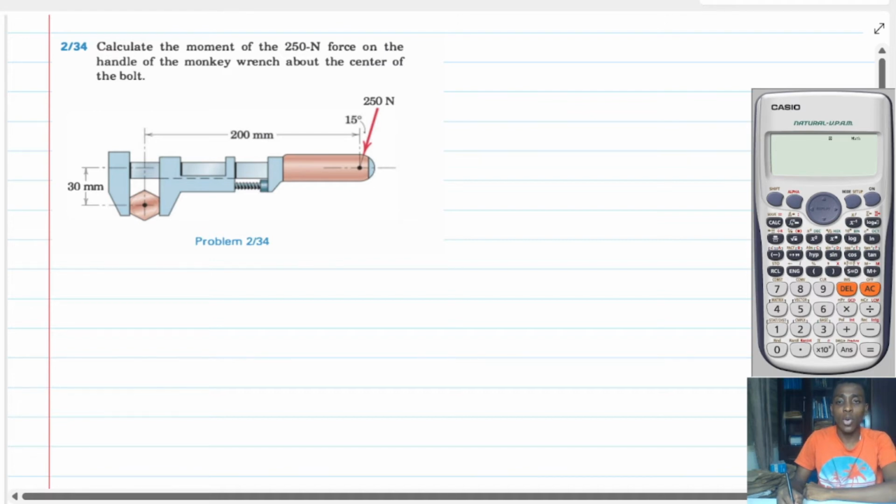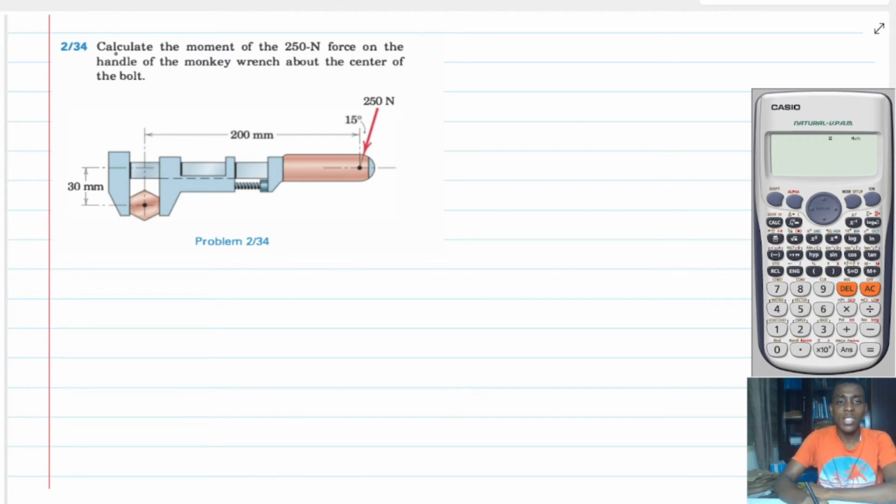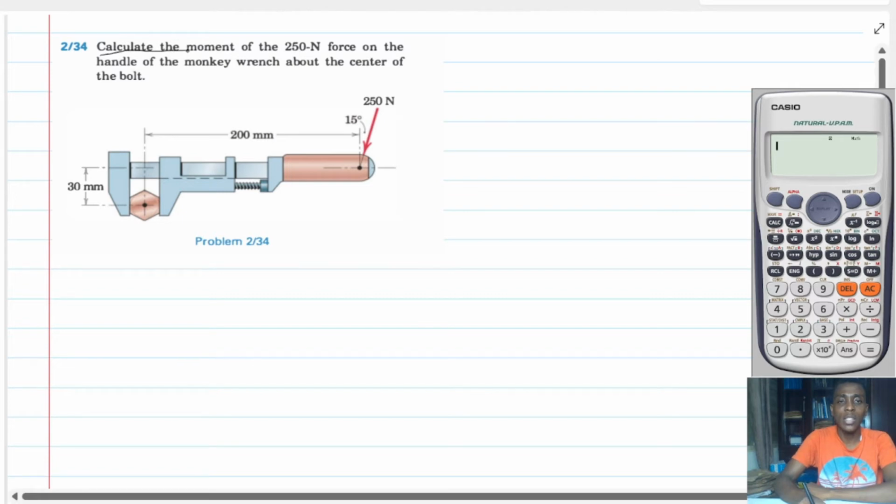In this video, I want to solve a couple of problems with you to illustrate the concept of the moment of a force. So let's begin from this problem. The question is saying that we should calculate the moment of the 250 Newton force on the handle of the monkey wrench about the center of the bolt. This is the center of the bolt we are talking about. That is the handle. So how can I solve this problem?